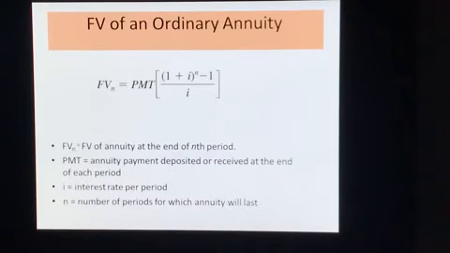This is the future value of annuity formula, in which the future value is equal to the payment times (1 plus i) raised to the power n minus 1, divided by i. Here FVn is the future value of the annuity at time period n. PMT is the payment of the annuity. i is the interest rate, and n is the time period.